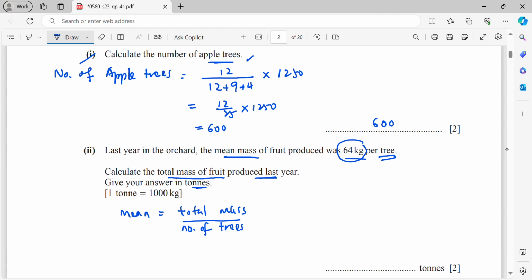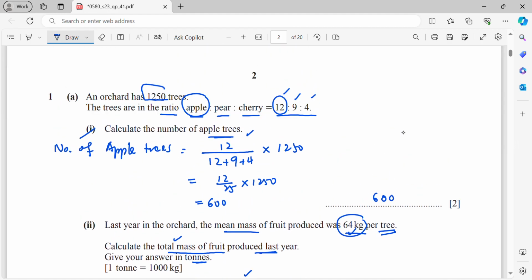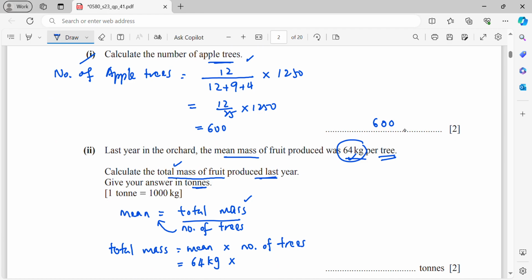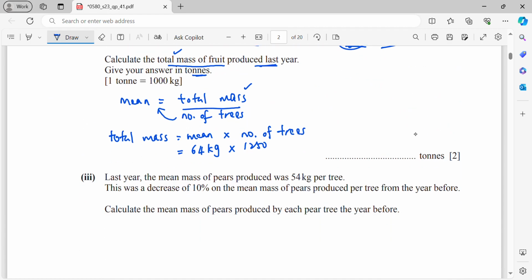Based on here, this is the mass over number of trees. So since you need to calculate the total mass, you make the total mass the subject by moving the number of trees up and multiplying by the mean. So the total mass will be mean times number of trees. Then the mean is 64 kilograms, and the number of trees is given in the question, total 1,250. So just times 1,250.